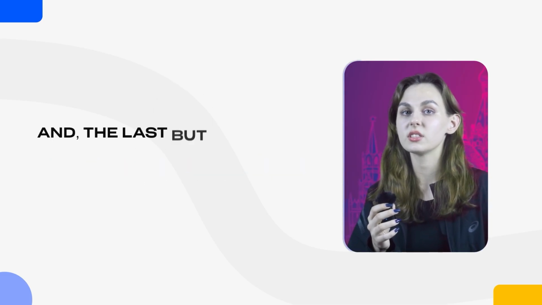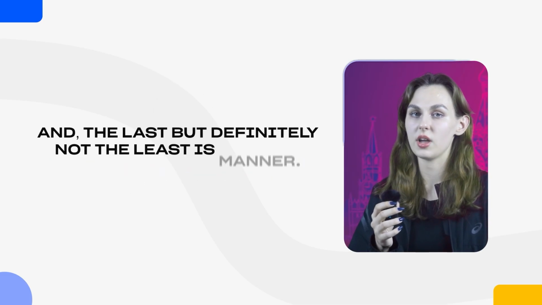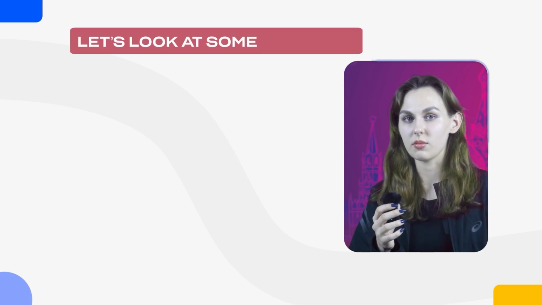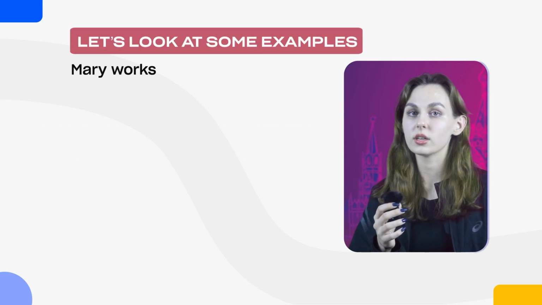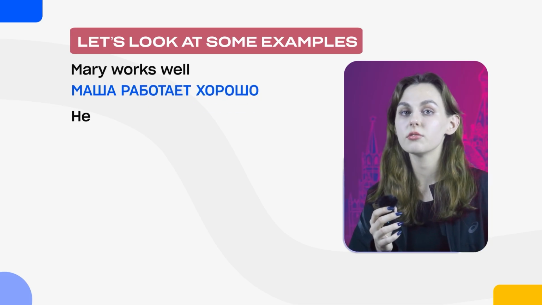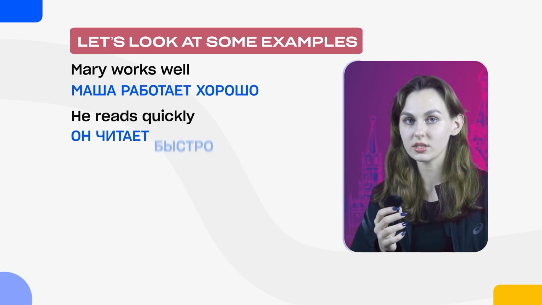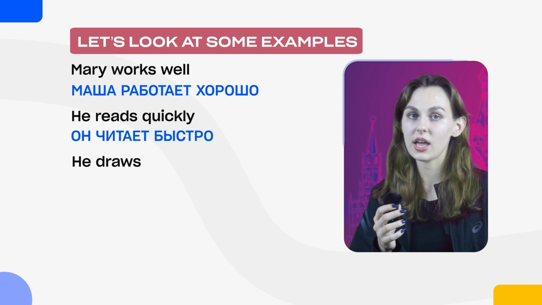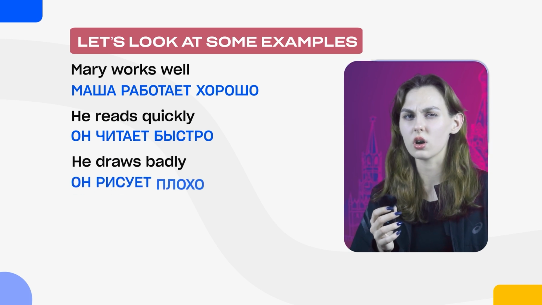And the last, but definitely not least, is manner. Let's look at some examples. Mary works well. Маша работает хорошо. He reads quickly. Он читает быстро. He draws badly. Он рисует плохо.